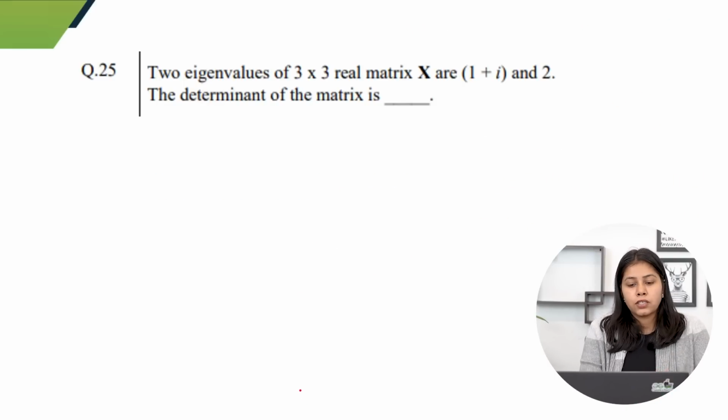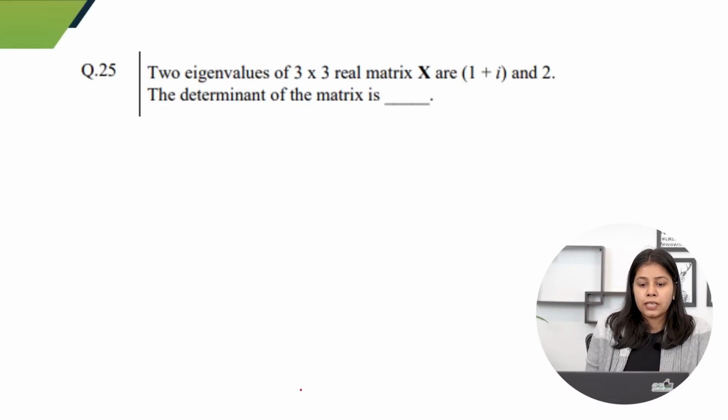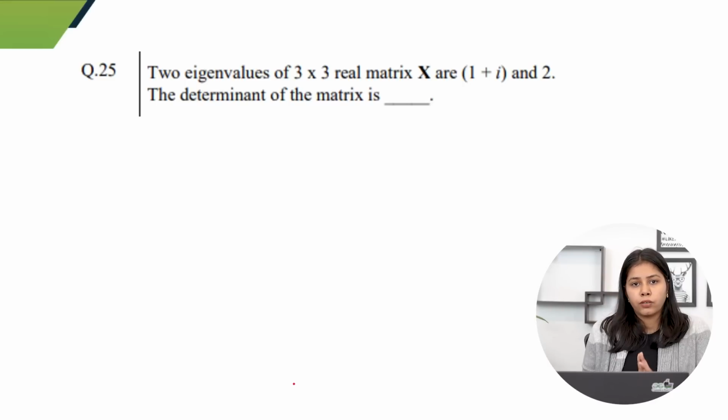Now, the next question we have is: two eigenvalues of a 3 cross 3 real matrix X are i, 1 plus i and 2. Then we have to find out the determinant of the matrix. As you can see, only 2 eigenvalues are given to me, and they are asking me to find out a determinant because it is a 3 cross 3 matrix. So there should be 3 eigenvalues, right? Eigenvalues are the roots of the characteristic equation, and the characteristic equation is a polynomial. And we know that complex roots always occur in pairs. If 1 plus i is a root, then 1 minus i would always be a root. So that means 1 plus i is an eigenvalue, then 1 minus i would also be an eigenvalue, and so is 2.